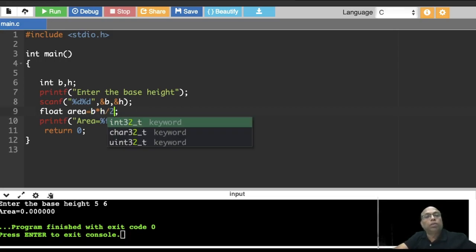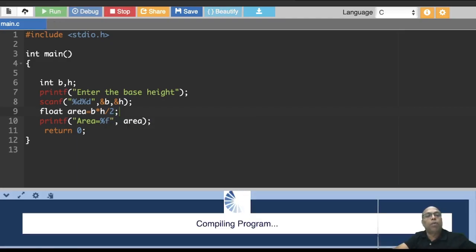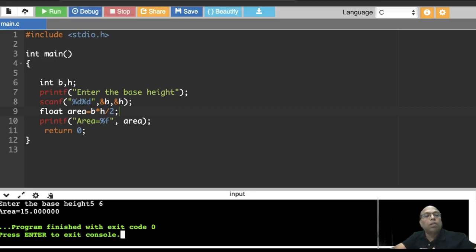I'm going to do by 2. If I do by 2, what happens? I'm going to enter 5 and 6. The answer gave me 15. Why not with 1 by 2? Oh, the problem here right now is like this. The problem came here when you put 1 by 2.